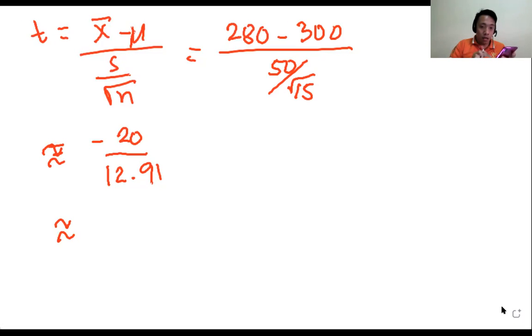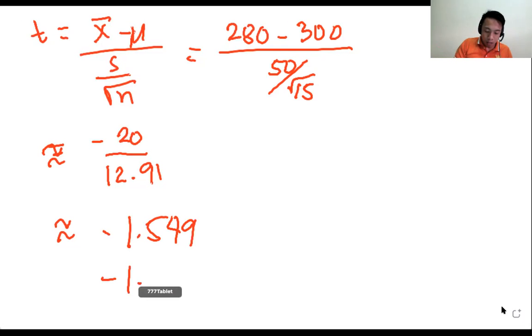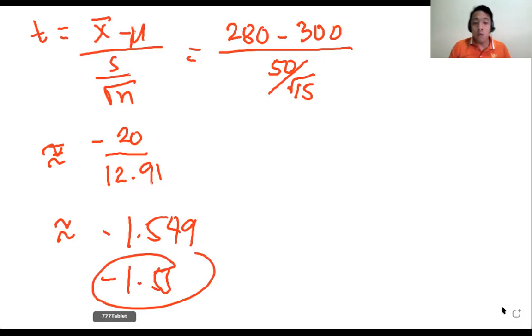20 divided by 12 divided by 12.91 equals negative 1.54918. So I'll just put here negative 1.54918. So this will be now our t value. Okay? So ano ba yung trabaho ng t value na yan?